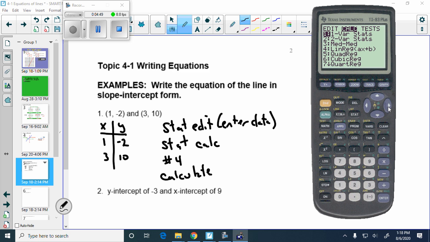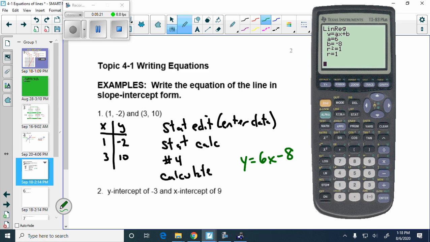So Stat Calc, and I go to number 4, which you can either scroll down to get to, or you can simply press 4. This is called LinReg. Hit enter, and it will calculate the line for you. So in this case, there's the a. The a is in front of the x there. The b is what's over here. And so my equation is y = 6x - 8.